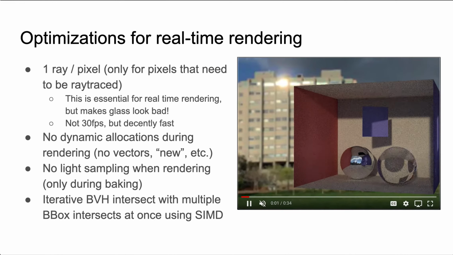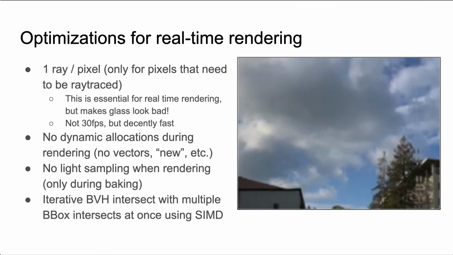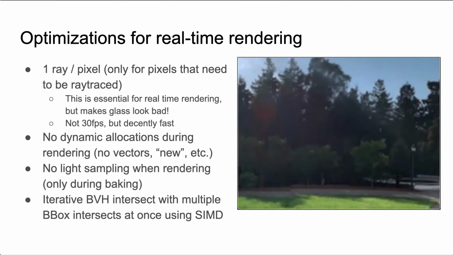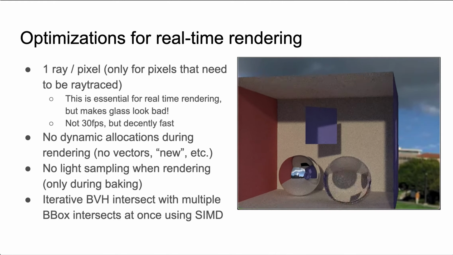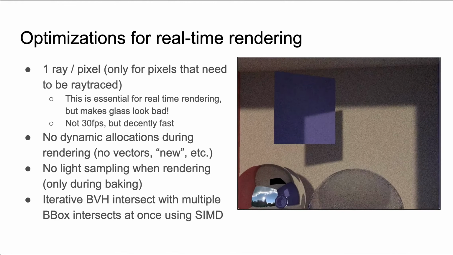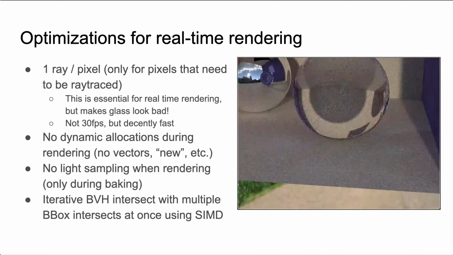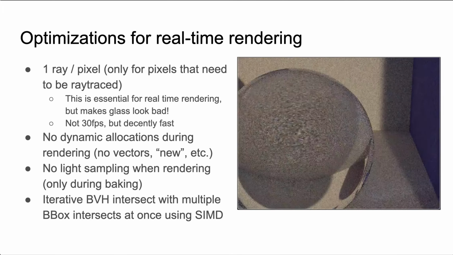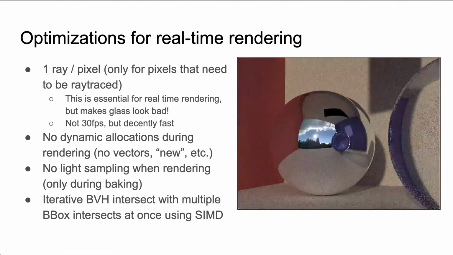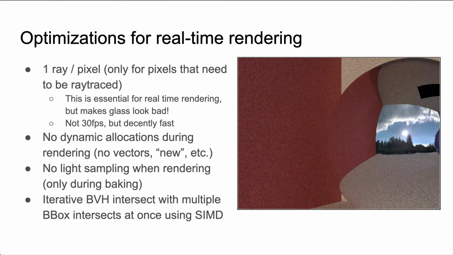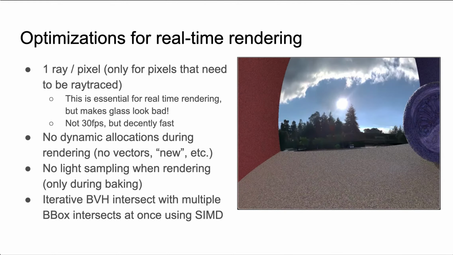Next are just some more optimizations we're doing. We only really do one ray per pixel. That makes it really fast, allows us to just traverse through the scene in render mode in real time. We try and do as fast BVH traversals as possible, making it iterative and using SIMD and not doing any dynamic allocation. And it makes it very fast.